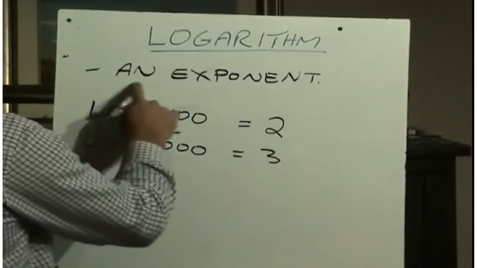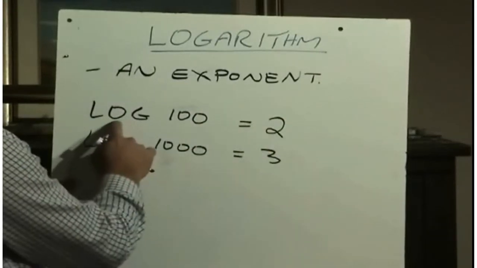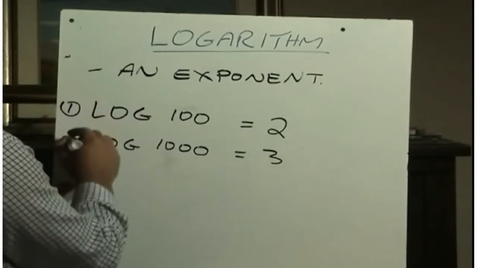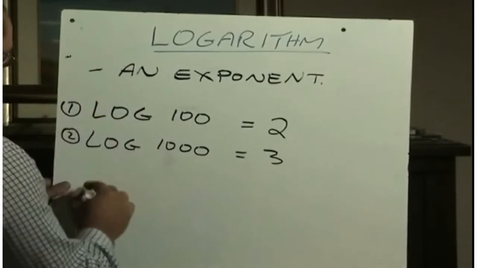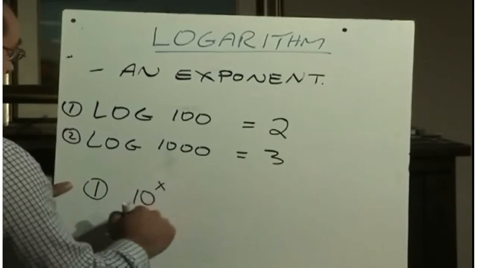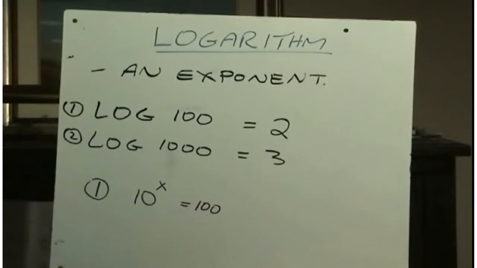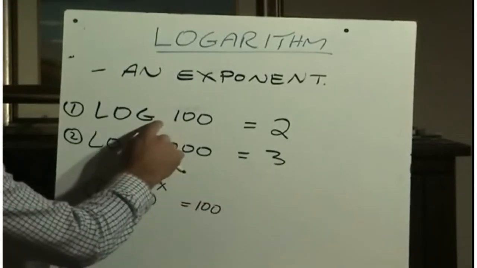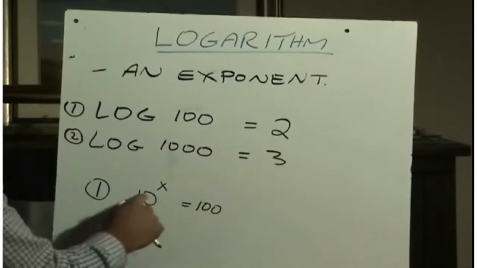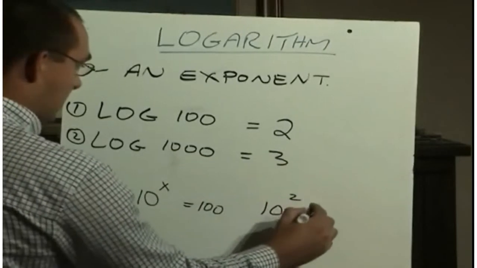Well, if we think back to what a logarithm is, that is really just an exponent, what this question is asking is, so we'll call this question 1, we'll call this question 2. So if we look at question number 1 here, what it's saying is what would be the exponent on 10 that would equal 100? So in other words, what exponent on 10 would equal 100? And of course that's why the answer is 2, because 10 squared equals 100.